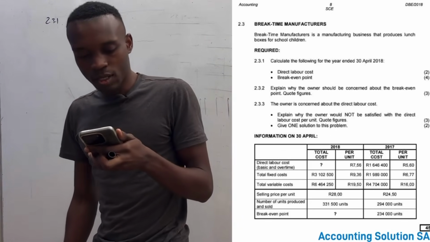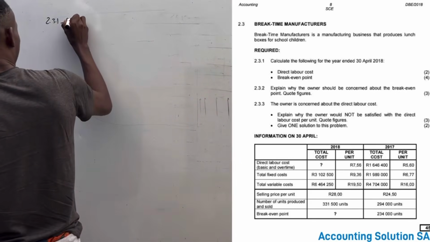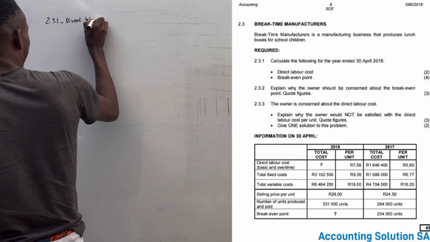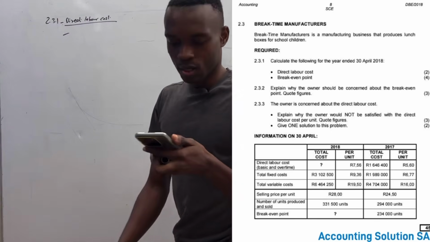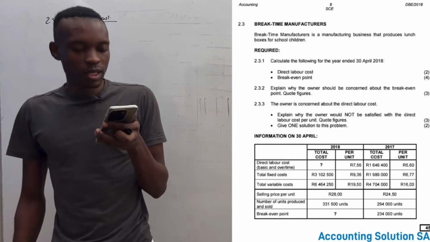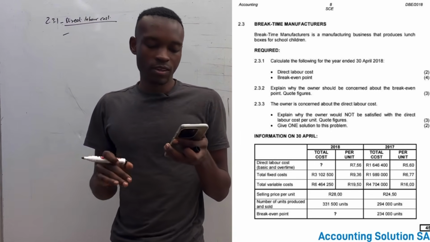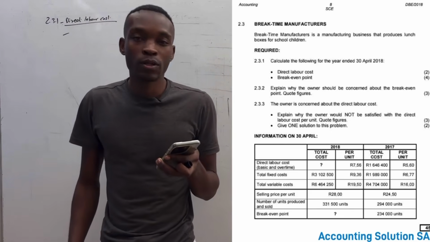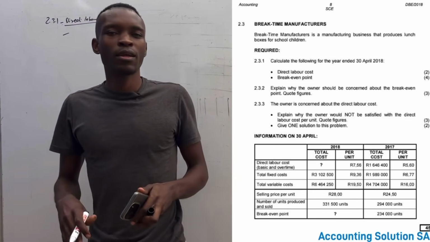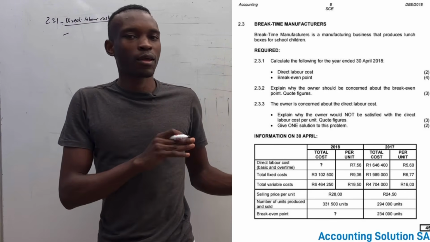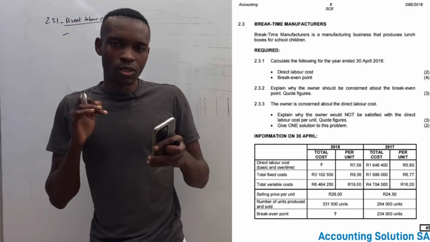Number one, they said we have to calculate direct labor cost. We're going to start with direct labor cost. Let's take the information on 30 April. As you can see, under the total cost of direct labor, they didn't give us anything, but we know the cost per unit. What you need to know, which is very important, guys, is to be able to classify everything that falls under fixed cost and everything that falls under variable cost, so that you will know how you are going to deal with this transaction.